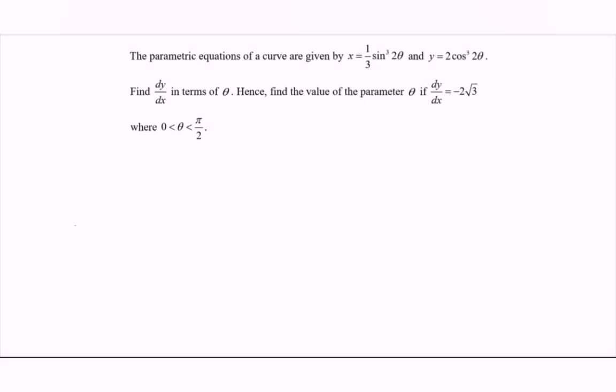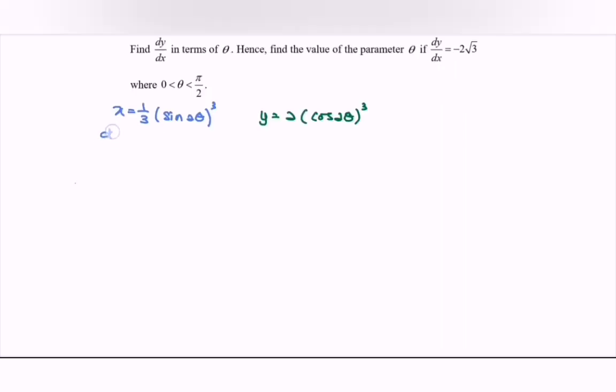Next, we have the parametric differentiation. The parametric equations of a curve are given by x, which is equal to 1 over 3 (sin 2 theta) to the power of 3. Continue. We have y, which is equal to 2 (cos 2 theta) to the power of 3. So find dy/dx in terms of theta. So focus on the situation.